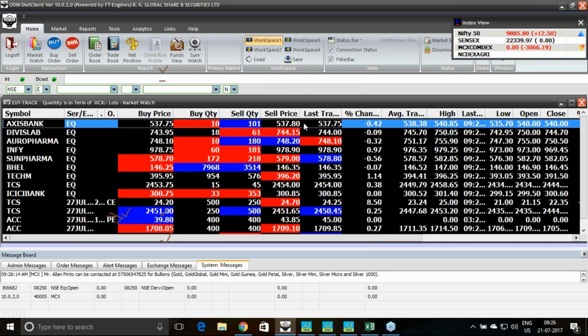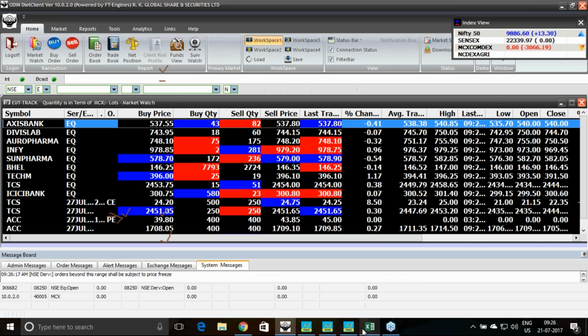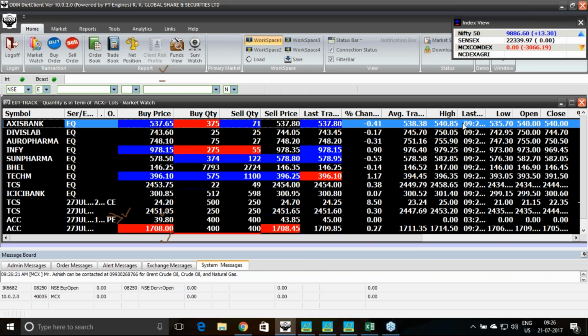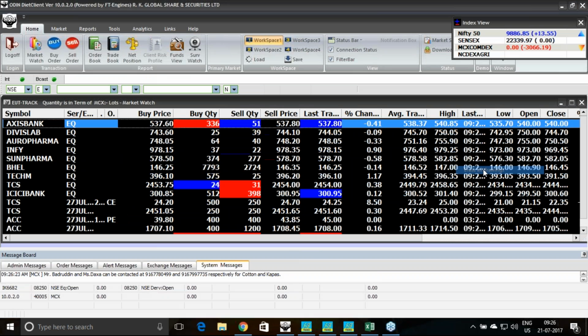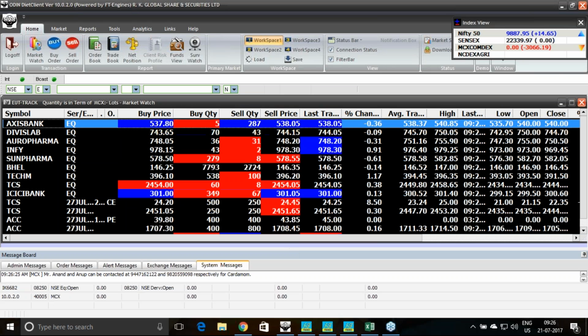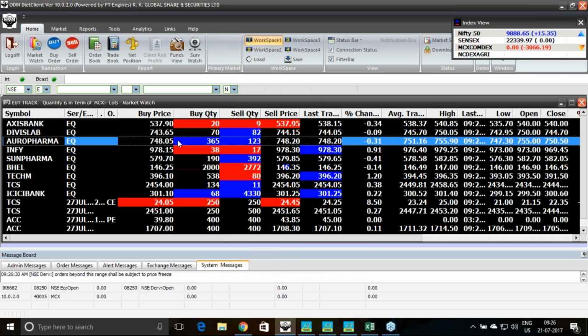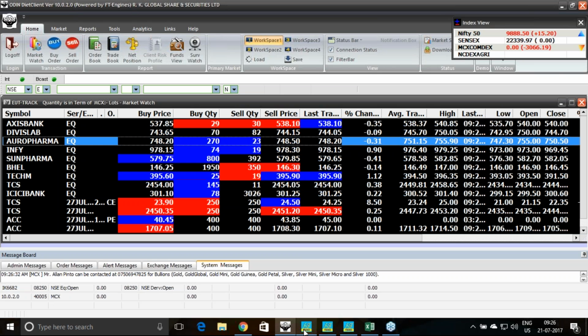So we are at 537.8 now. So Axis Bank we are selling. Bank Nifty we are waiting for. Nifty we sold with the 9,900 call option. In the same way we can go for Aurobindo Pharma today.